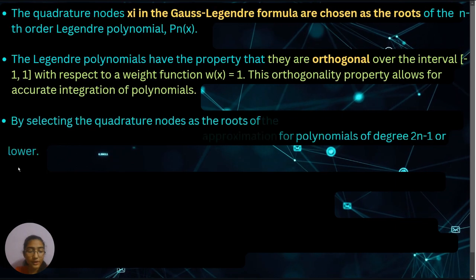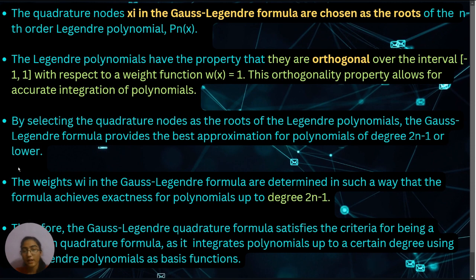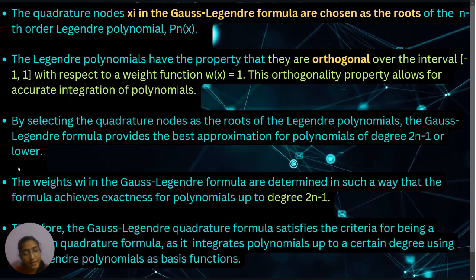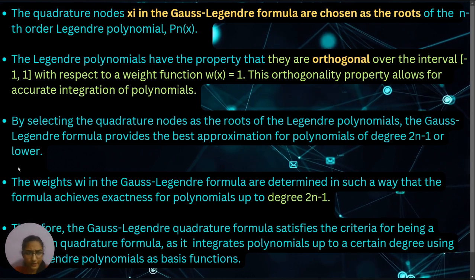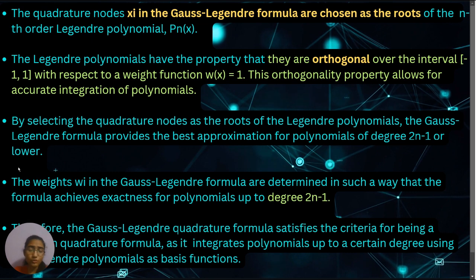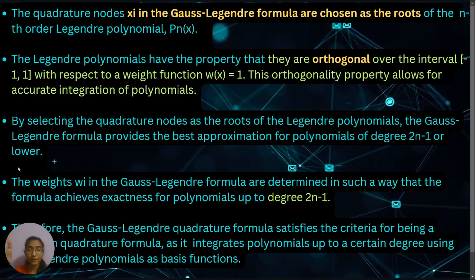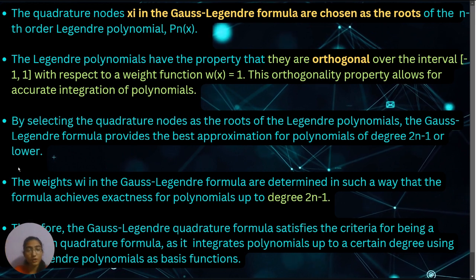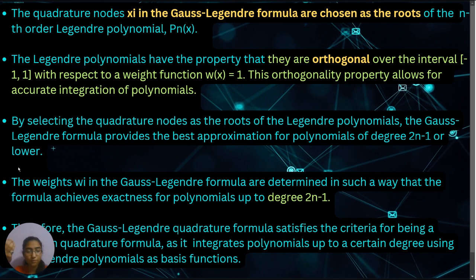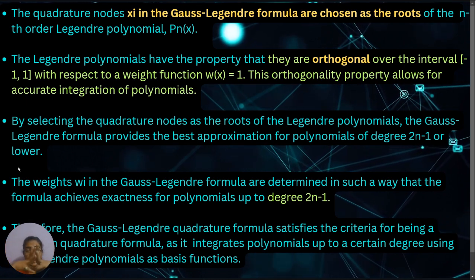So the Gauss quadrature nodes xi in the Gauss-Lagrange formula are chosen as the roots of the nth order Lagrange polynomial Pn of x. The Lagrange polynomials have the property that they are orthogonal over the interval -1 to 1 with respect to the weight function w of x equal to 1. This orthogonal property allows for accurate integration of the polynomials.